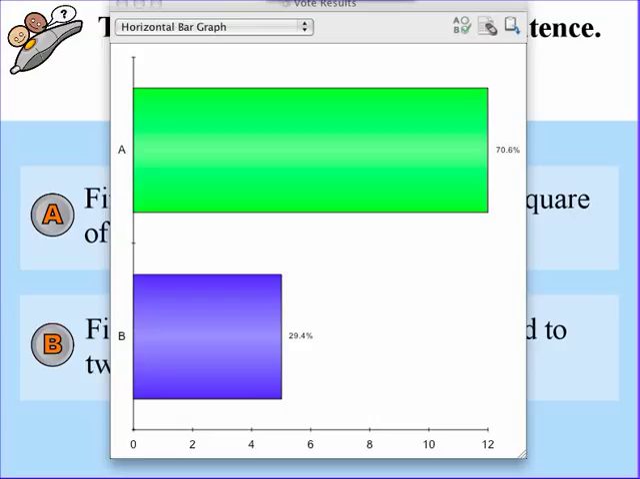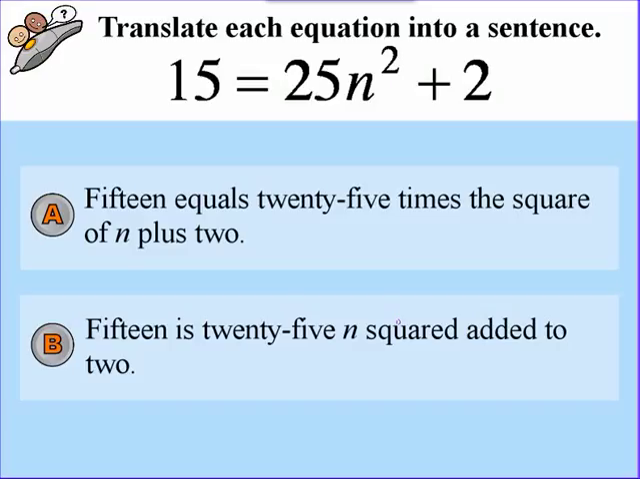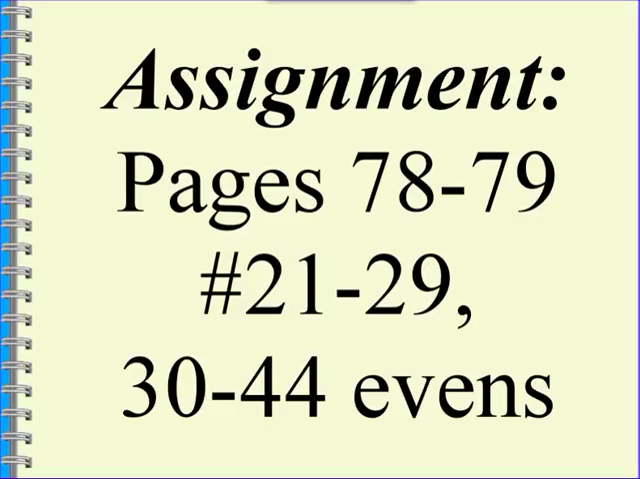Now, you have to be real careful on this one. Let's look at it. I put 15 equals 25 times the square of n plus 2. If you look at this one, 25n squared, if you have it written this way, that's what it means. You need to put a times in here, because otherwise it is understood to be 25n, that quantity squared. Okay? All right.